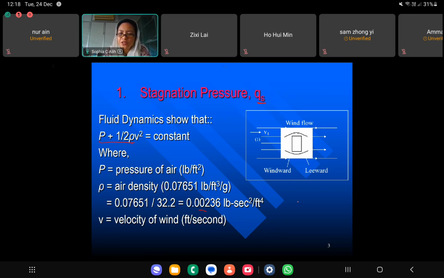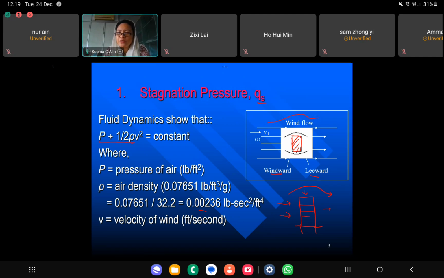Now, if I have a structure like this, and I have wind velocity imposed on my structure, it is going to be like this. If I look from the top, it looks like this. This is my building, this is my velocity, and this is my wind flow, and this is the backward. So in wind, you are going to use two terms: one is windward and another one is leeward.